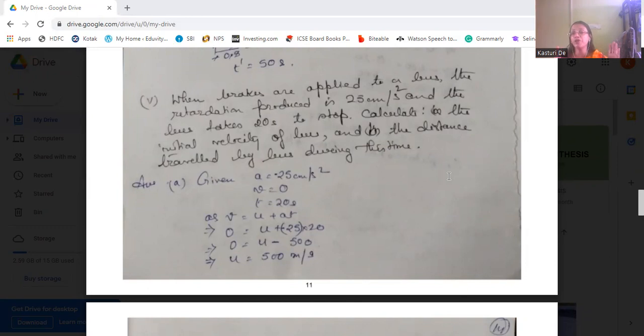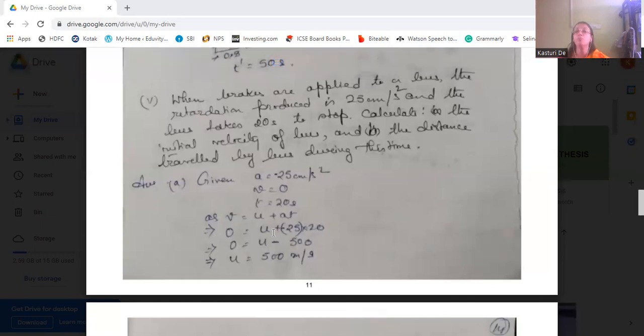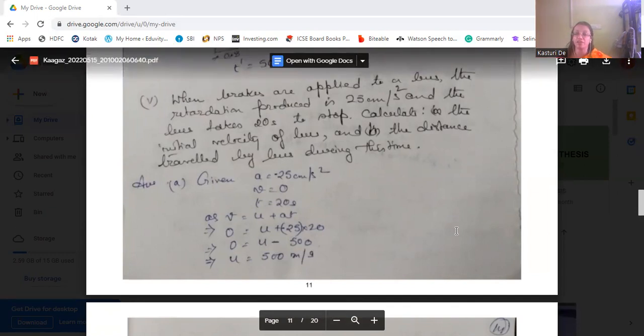Retardation is 25 centimeters per second square, and the time is 20 seconds. We need to find the initial velocity, as its final velocity becomes 0. So v = u + at, and 0 = u + (-25)(20), that is minus 500. So u will be 500 meters per second.